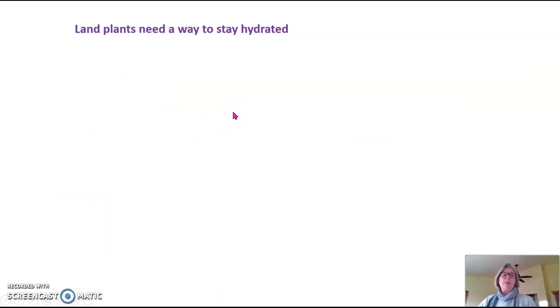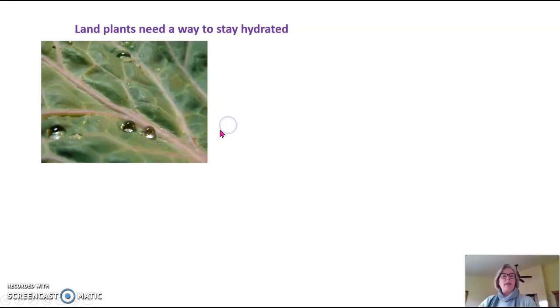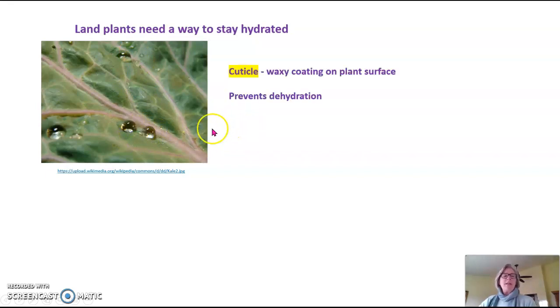First of all, land plants need a way to stay hydrated. You can see here I have a picture of a lettuce leaf, and there's a few drops of water on it. And these drops are balled up. They're not absorbing into the leaf, and that's because this leaf is covered by something called a cuticle, which is a waxy coating on the entire plant surface. This prevents dehydration. This forbids water from coming out of the plant. It also keeps water from going into the leaf of the plant.